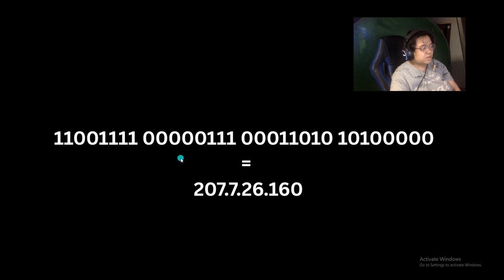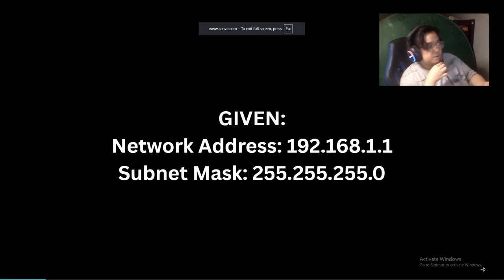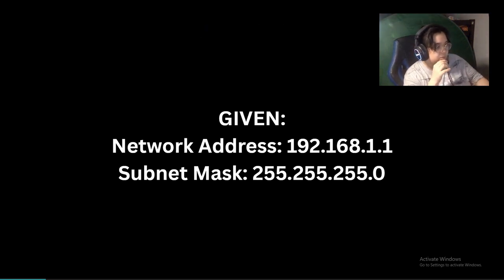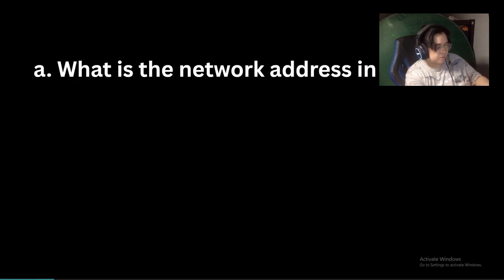207.7.36.160. This is our IP address. Our given address is 192.168.1.1. Our subnet mask is 255.255.255.0, which is the default most of the time.